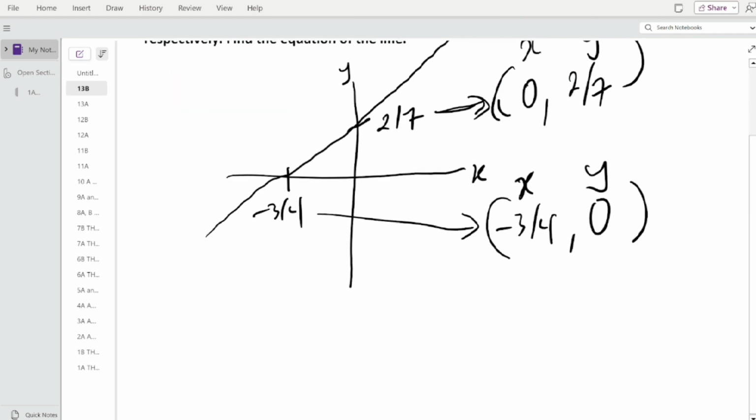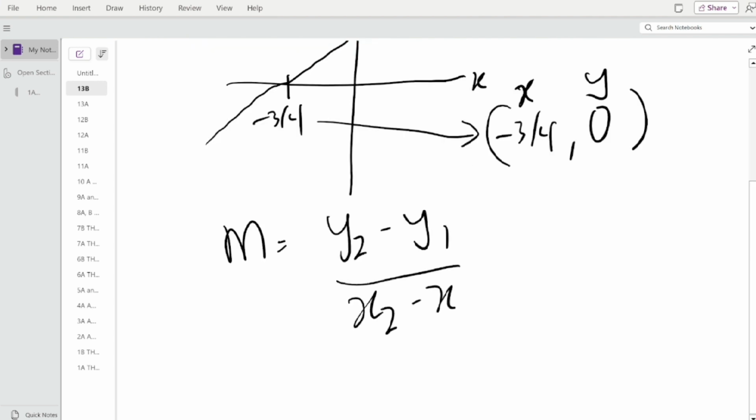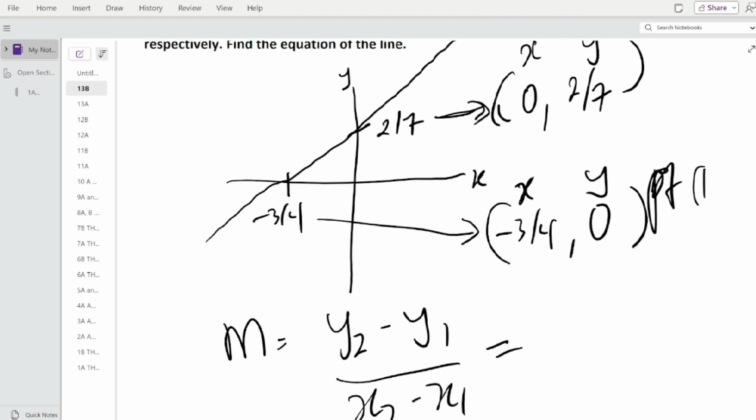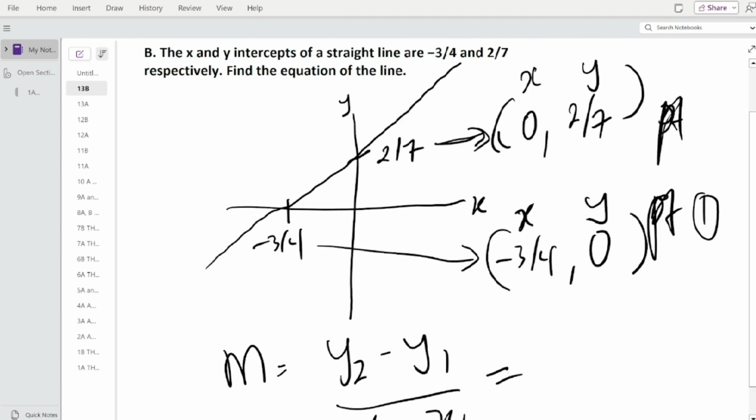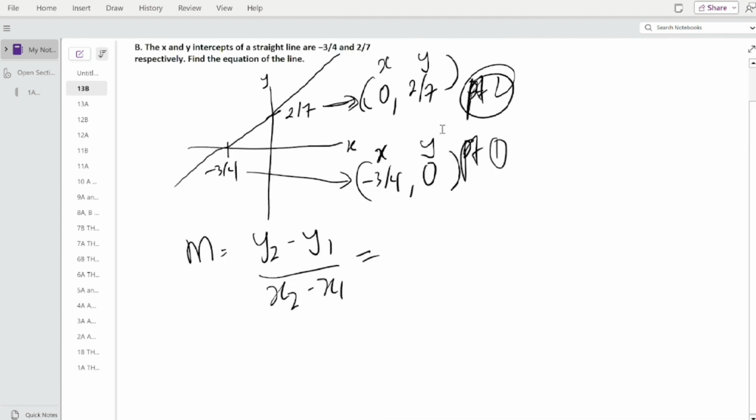And with these 2 points, where we have our 2 coordinates, we can actually calculate our gradient. Our gradient m is y2 minus y1 over x2 minus x1. We take this as our first point, point 1, and this as our second point, point 2. Since this is our second point, this is our y2 and this is our y1. This is our x2 and this is our x1.